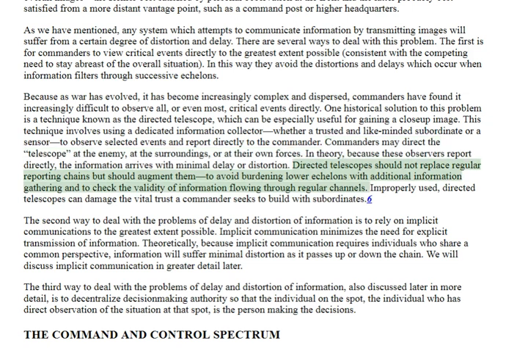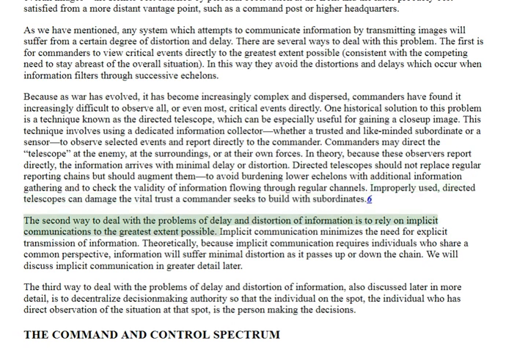Directed telescopes should not replace regular reporting chains but should augment them, to avoid burdening lower echelons with additional information gathering and to check the validity of information flowing through regular channels. Improperly used, directed telescopes can damage the vital trust a commander seeks to build with subordinates.